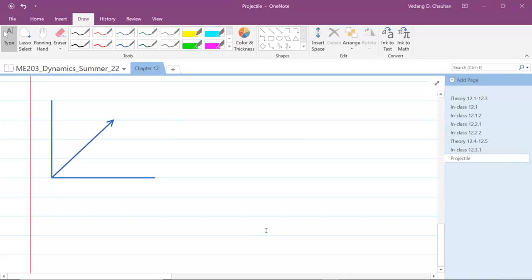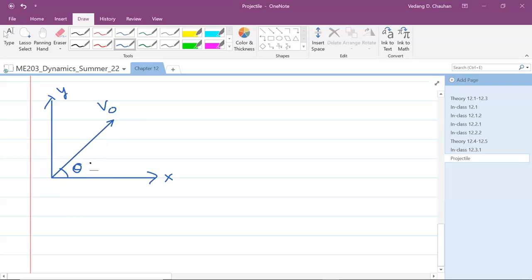In this video, we will solve a problem involving projectile motion. This is an in-class exercise for chapter 12, projectile calculations. We have seen that in projectile motion, the particle has motion only along x and y, and the particle is given some initial velocity v0 at some angle theta. So we need to break down this velocity into horizontal and vertical components.